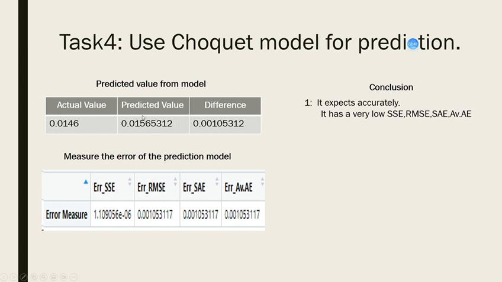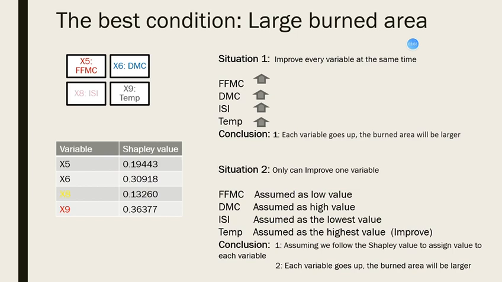We can see our predicted value is very close to the actual one. First of all, I calculated the error between the predicted value and the actual one. It also shows good results. It means our prediction is very accurate.